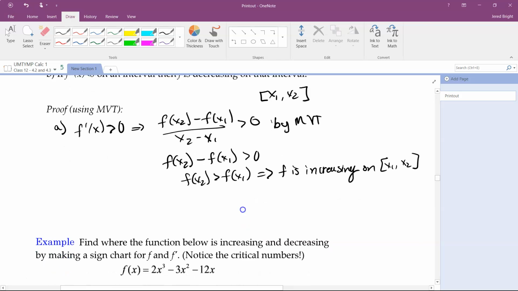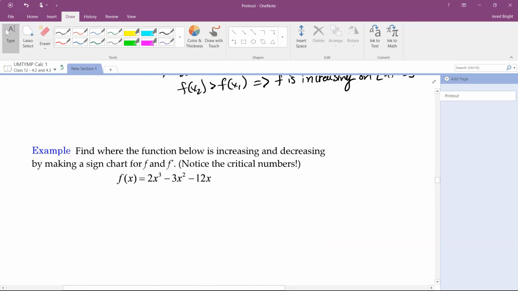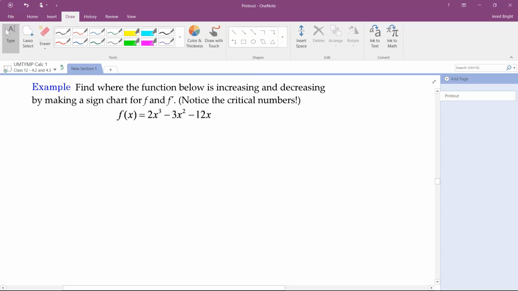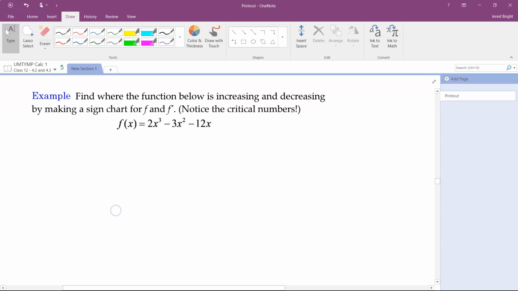And B is going to be similar. So, a neat little short proof, but what does that mean for us? Let's put that into application. We want to find where it's increasing and decreasing, and according to that increasing/decreasing test, all we have to do is find the spots where the first derivative is positive and where it's negative, and it will be increasing and decreasing respectively.